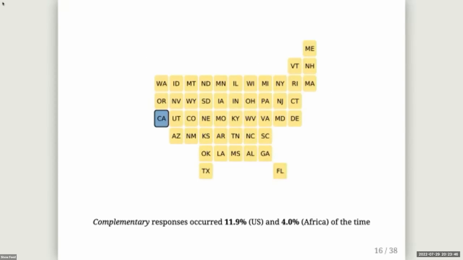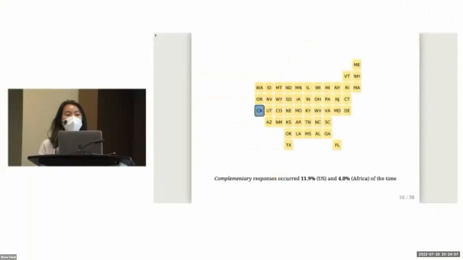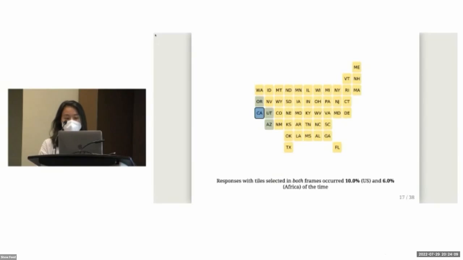Here's what a perfectly complementary response looks like. The individual was asked where is California located, and they made the selection in blue for present, and they made the selection in yellow for absent. You can see that every state was selected in either the present or the absent. There's no overlap, and there's no white in the map. This was an uncommon response, which suggests that there was a framing effect, as we can see when we move to the other types of responses that we got.